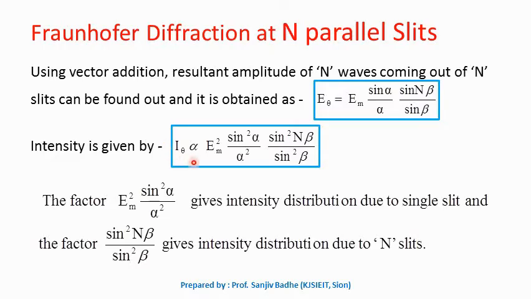The intensity is directly proportional to the square of the amplitude. So the intensity in the case of Fraunhofer diffraction at n number of slits, the intensity of light arriving at point P due to the light waves diffracted at an angle theta, is directly proportional to Em square sin square alpha upon alpha square times sin square n beta upon sin square beta. Alpha is pi by lambda a sin theta, and beta is pi by lambda (a plus b) sin theta.